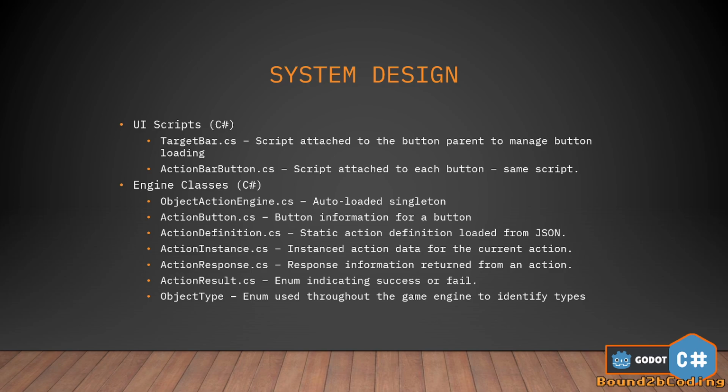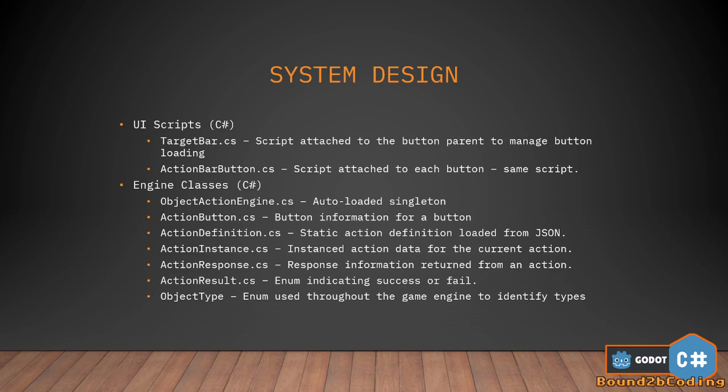Then we have the engine classes themselves. These are part of the singleton. So we have the object action engine. This is the auto-loaded singleton. We have an action button, which is the button information for a button. That is a class that holds the information about the button. And then we have an action definition. This is a static action definition. It's loaded from JSON. It's stored in a dictionary in the object action engine, and it basically defines some properties for our action. Then we have an action instance. This is the instanced action data for the current action. It is also referenced from the object action engine.